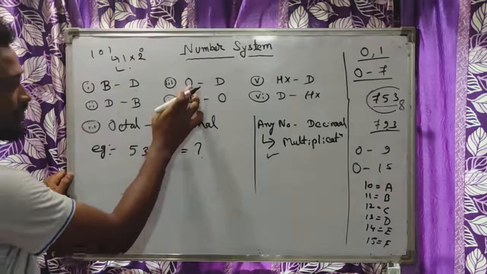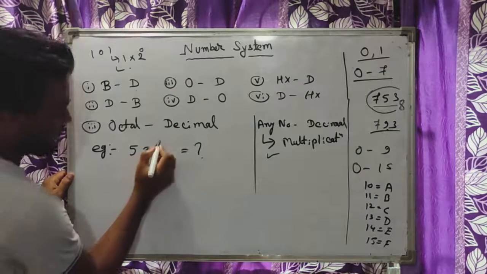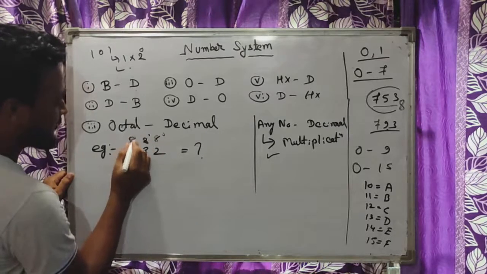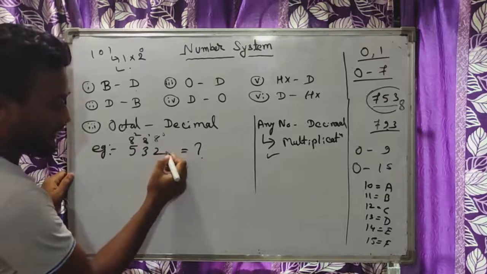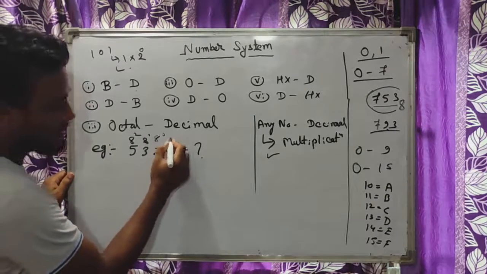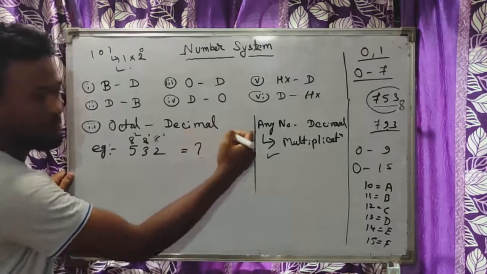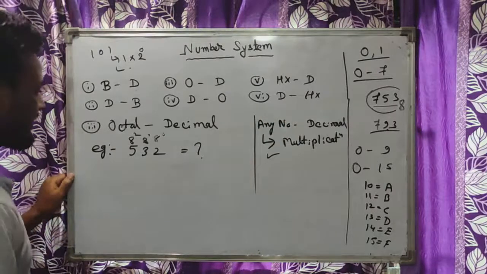Same concept goes for octal numbers also. This is the octal number. So what will be the place value for this? This will be 8 to the power 0, this will be 8 to the power 1, and this will be 8 to the power 2. And it will go on like this. If we have a fraction part after the point, then the place values will be 8 to the power minus 1, 8 to the power minus 2, and it will go on like this. I hope at least this portion is clear to you all.